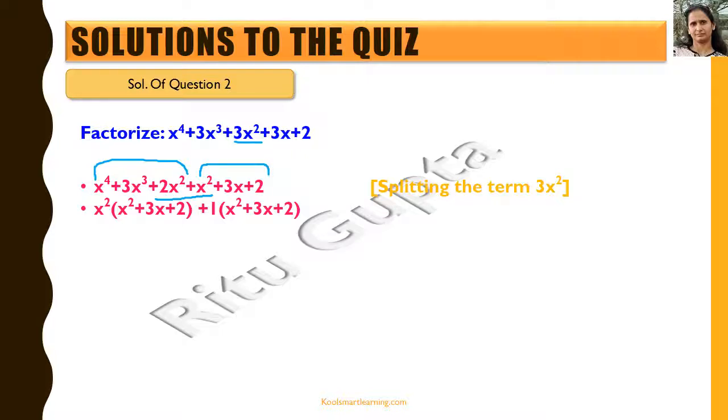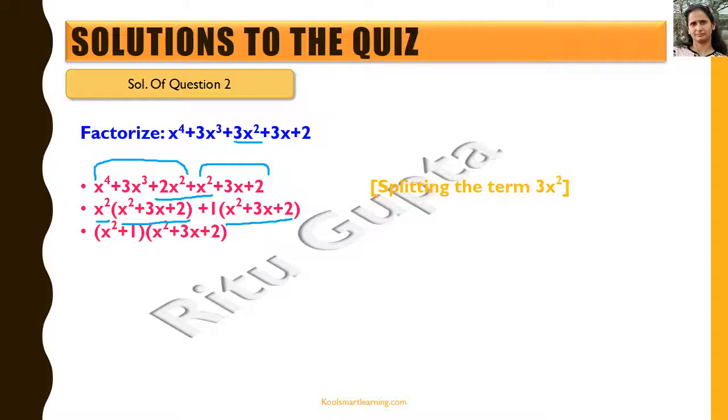In the first 3 terms we can take out x square common and then we're left with x square plus 3x plus 2 within brackets, and the last 3 terms are same as the expression which is left within brackets for the first 3 terms. So we can take out plus 1 there and we get x square plus 3x plus 2 within the brackets, and using the distributive law here we make it x square plus 1 multiplied by x square plus 3x plus 2. Now we can see that this expression is also factorizable.